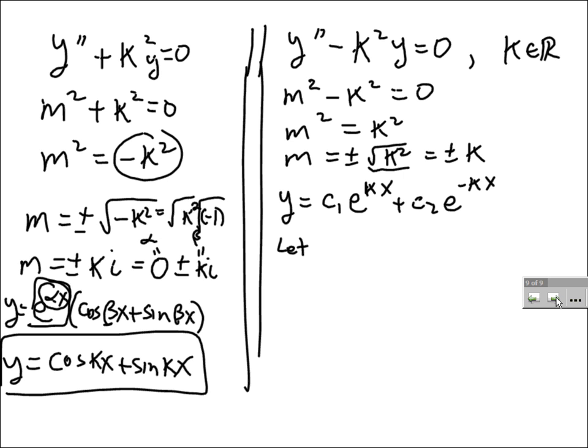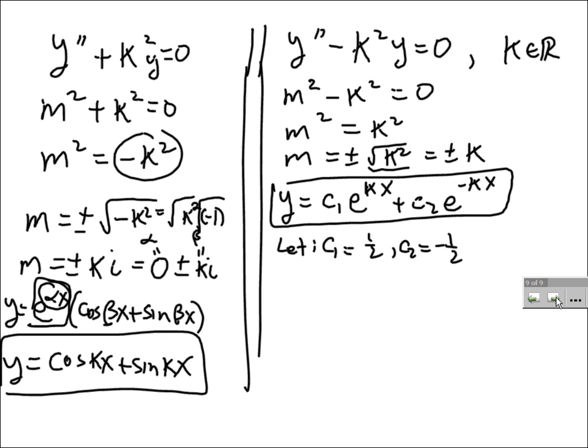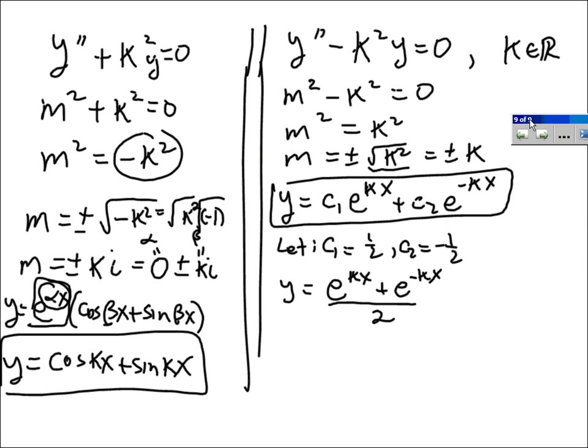How about we let C1 equal 1/2 and C2 equal 1/2? Now what will this become? So y will then become e to the kx plus e to the negative kx all over 2. The reason this is neat is because that's cosh of kx.